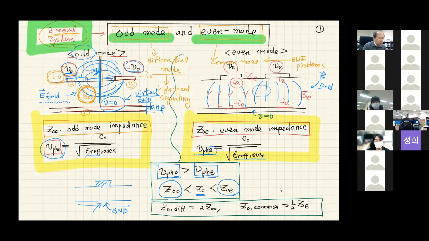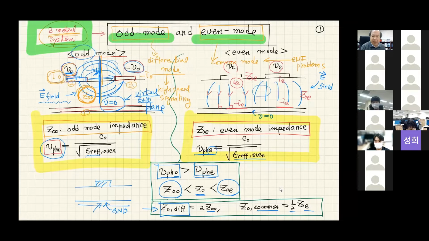So usually odd mode impedance is smaller than single line impedance, and even mode impedance is larger. Basically, odd mode and even mode are related to differential mode, which we're going to talk about later. Differential mode impedance is twice the odd mode impedance, and common mode impedance is half of the even mode impedance. Usually, odd mode impedance is around 50 ohm. That's why differential mode impedance is usually 100 ohm. Usually, even mode impedance is near 50 ohm. Because of that, common mode impedance is usually less than about 25 ohm. This is the very starting overview of the class today and Wednesday.